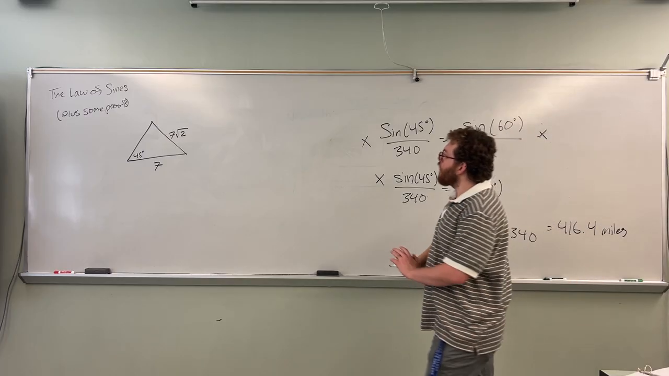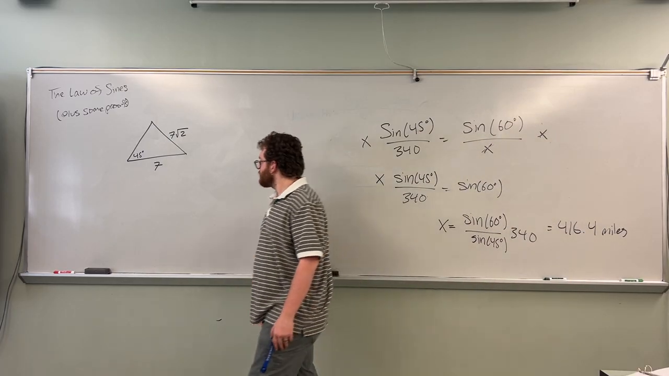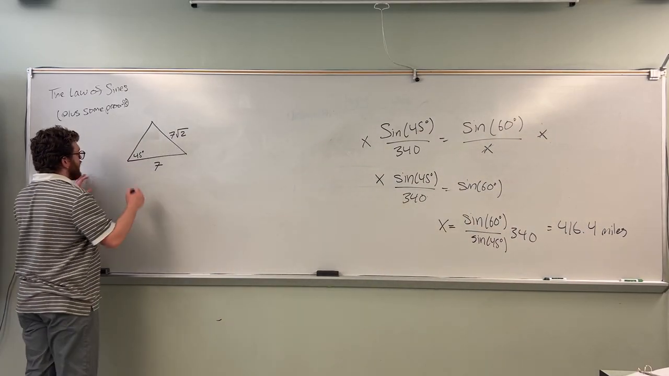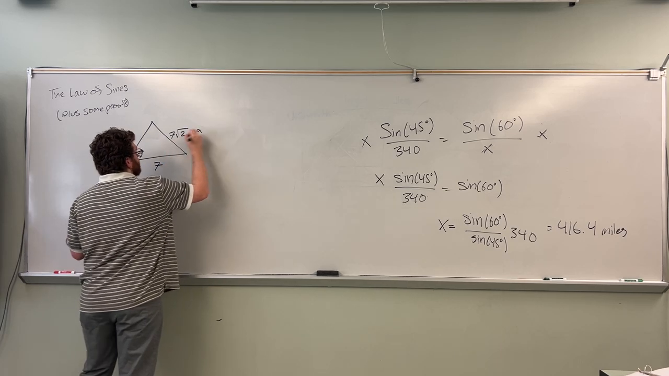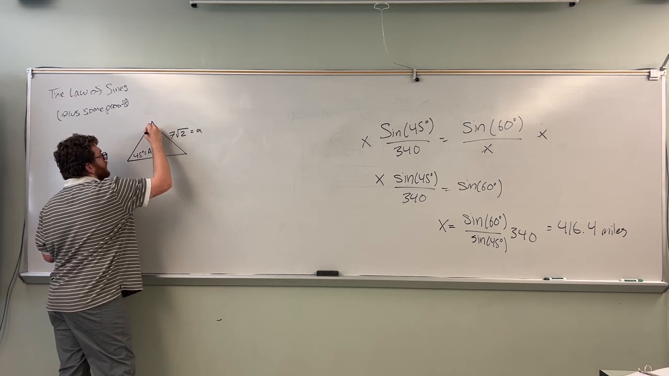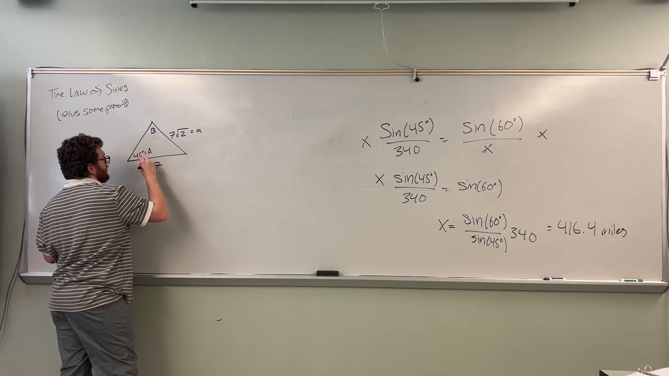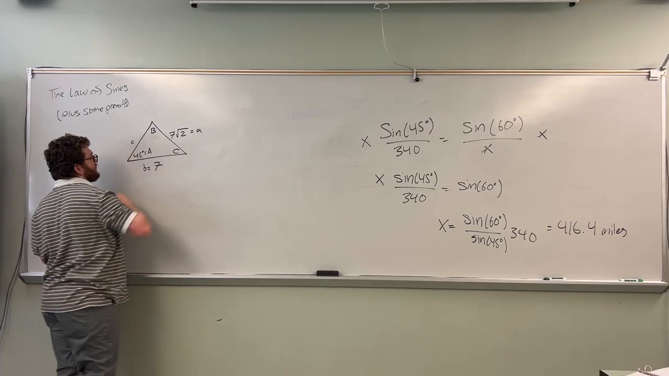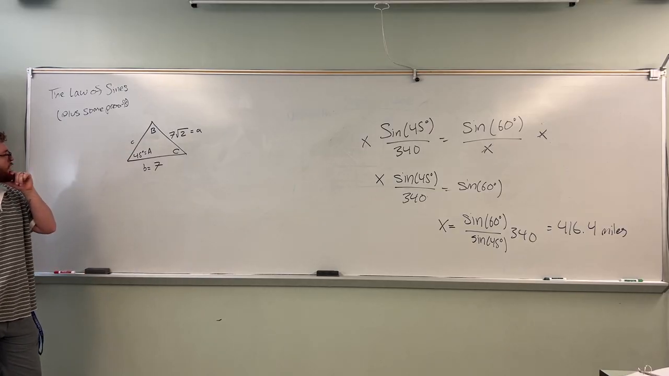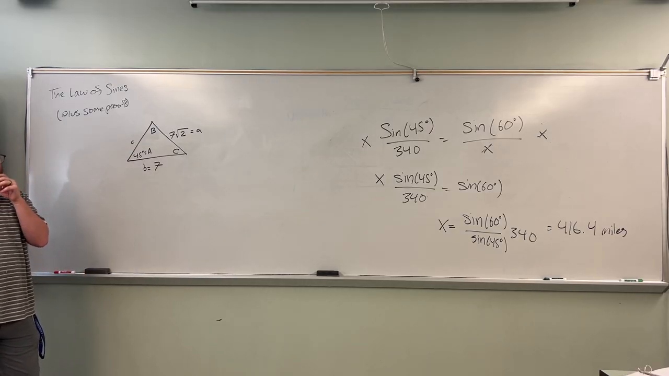And I want to figure out all of my information here. I'm going to call this A, so this is side length A. This is capital A. I'll call this B and side length B. And I'll call this C and side length C. So I have some information that I want to figure out.